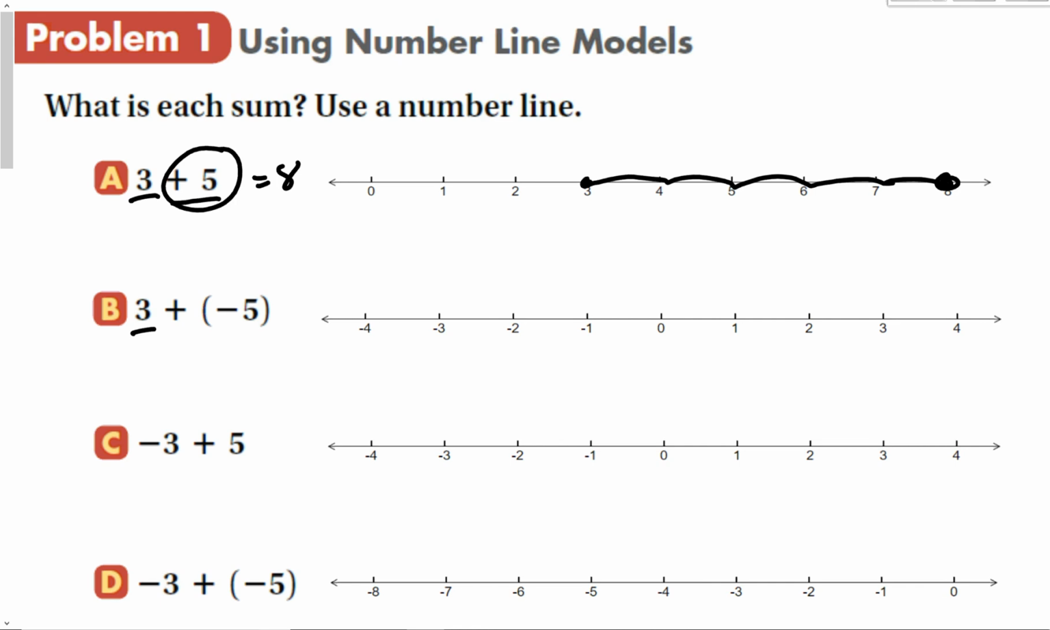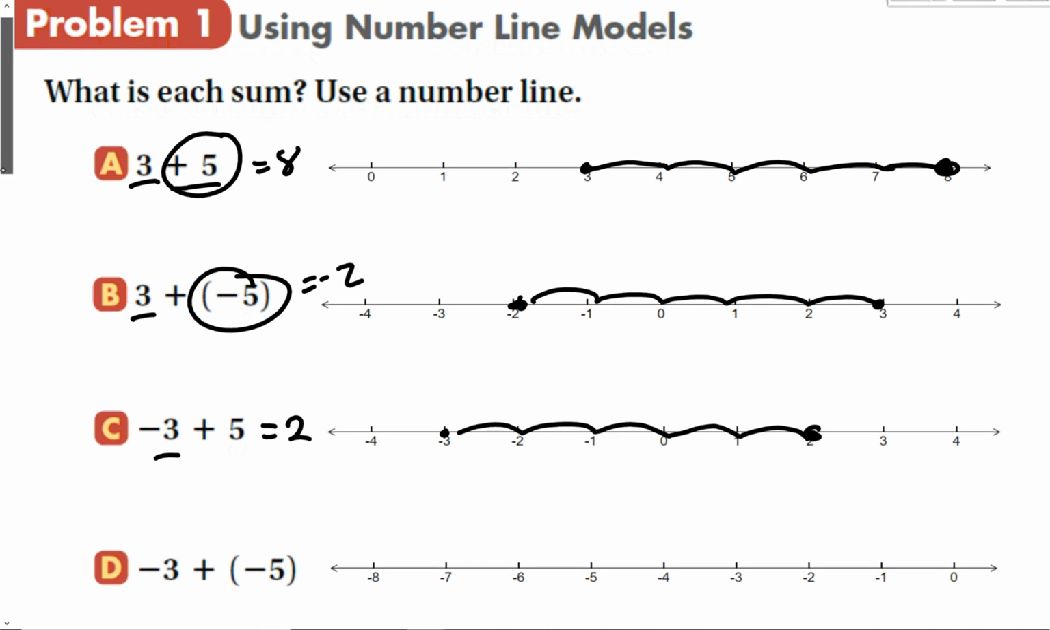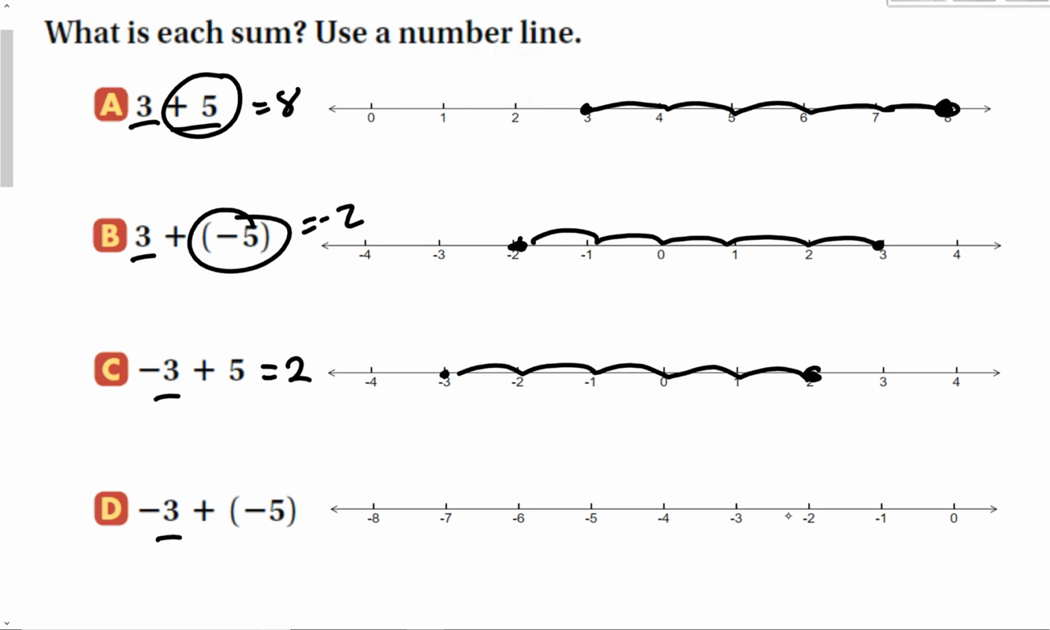So if we look at part B, we see we start at 3 again, but in this case, we go -5. So we go 5 to the left. 1, 2, 3, 4, 5, which gives me an answer of -2. For C, we're going to start at -3 and move 5 to the right. 1, 2, 3, 4, 5 to give me an answer of 2. And in the last one, we start at -3. Okay, and now we go 5 to the left. 1, 2, 3, 4, 5. And we get a -8.